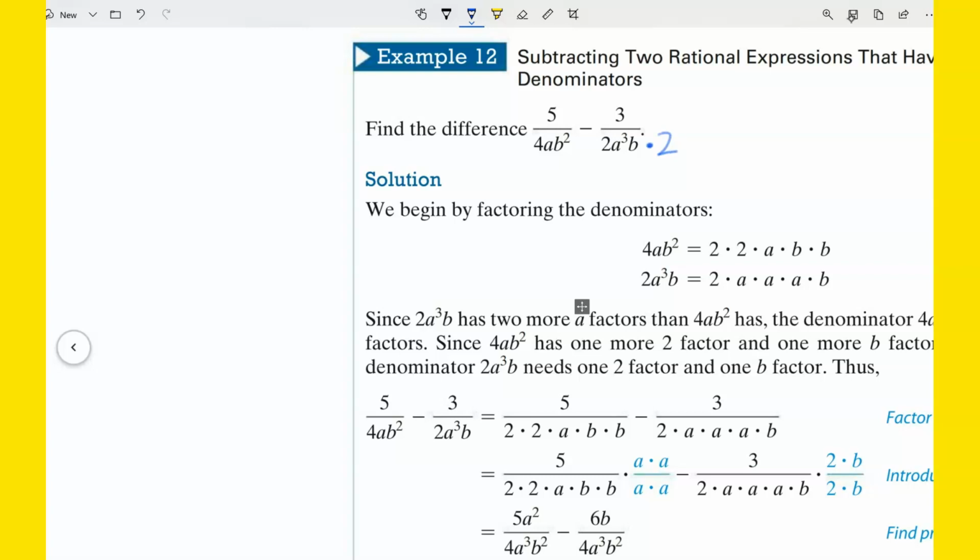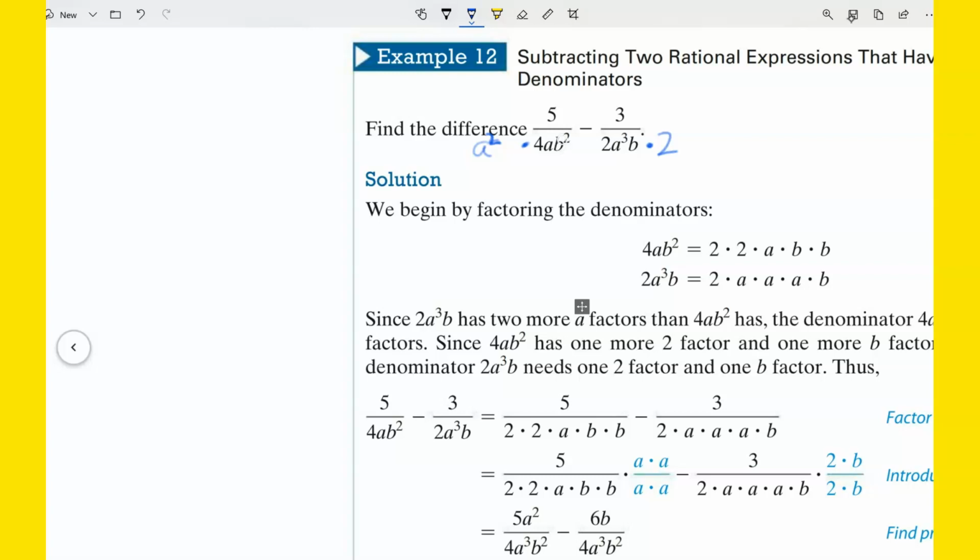Now let's look at the a's. This is an a, this is an a cubed. So the a cubed can stay like it is, but what do I need to do to the a to make it become an a cubed? I need to multiply it by what? By a squared. Right? That makes it become an a squared times an a makes it become an a cubed.